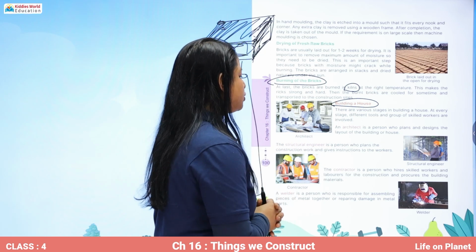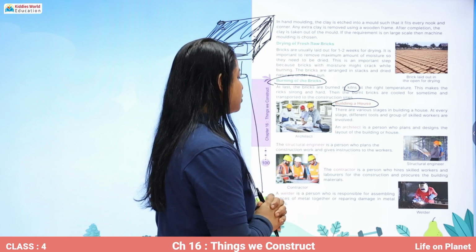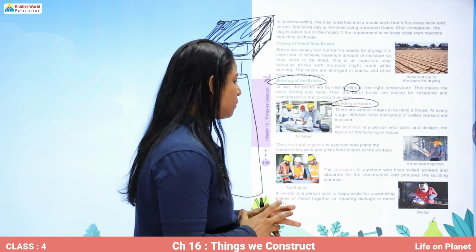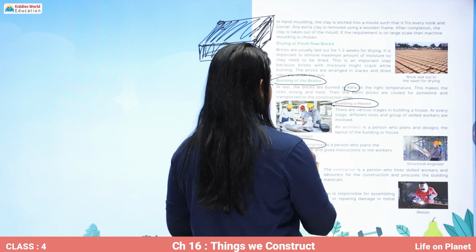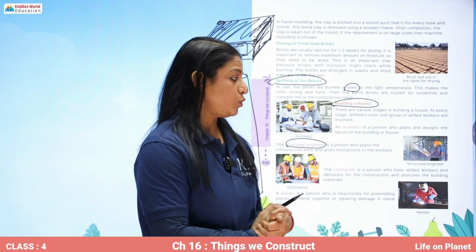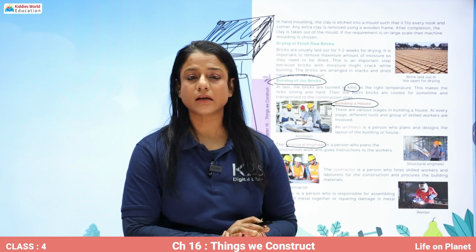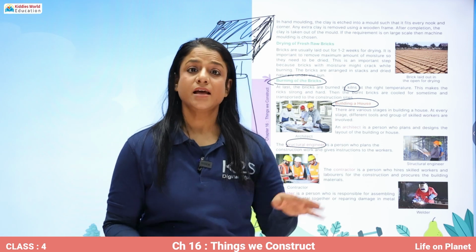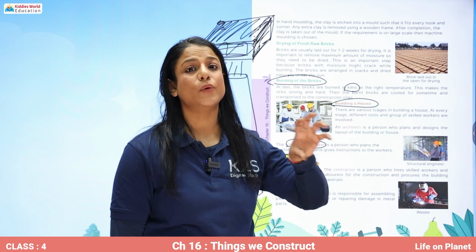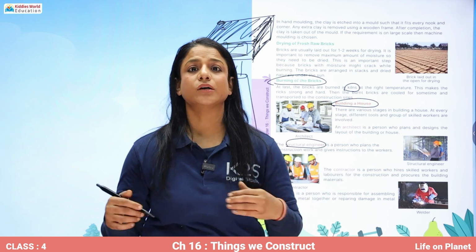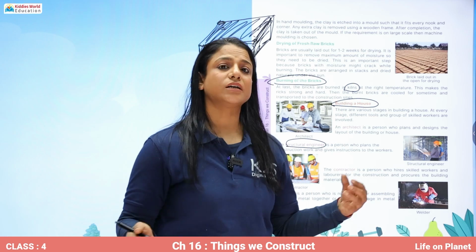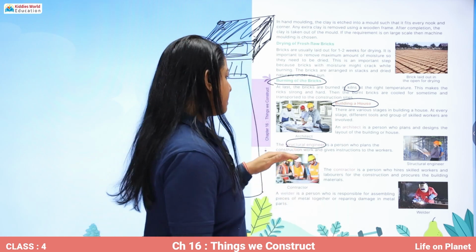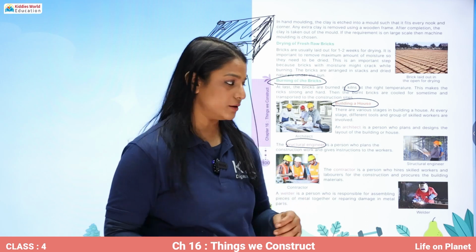The structural engineer is a person who plans the construction work and gives instructions to the workers. So then comes the structural engineer. He is a person who plans how the construction will go. Now everything has been planned, that is, what is to be made. Now construction has to be started, and there has to be some person who would give direction to the workers as to how the construction work has to be done. This is done by the structural engineer.